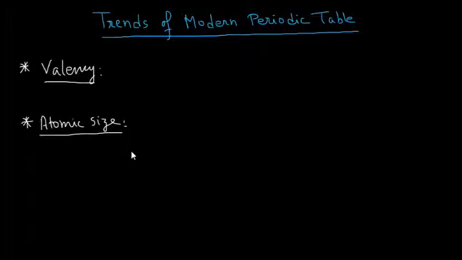But oppositely, if we move from top to bottom of a group, the atomic size increases, because in every step a new shell is added, and therefore the distance from the nucleus to the outermost shell increases as we move from top to bottom in a group.